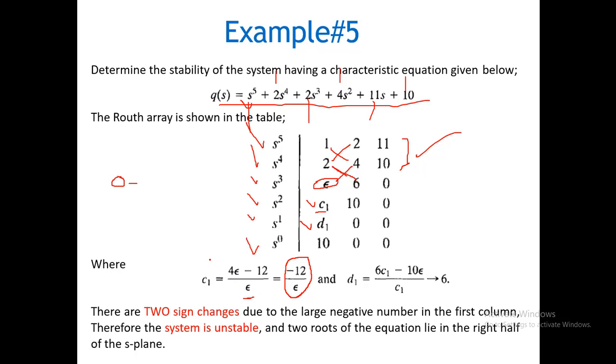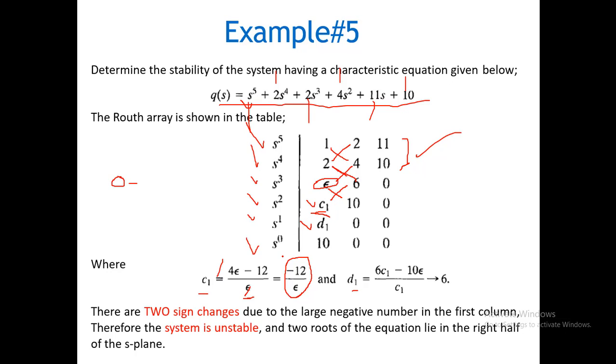And how does this value occur? Basically you just took epsilon common, and this epsilon cancelled with the other epsilon, and inside you remain with minus 12 divided by epsilon. Similarly, the value of d1 depends on the value of c1. So d1 will be equal to 6c1 minus 10 epsilon, divided by c1.